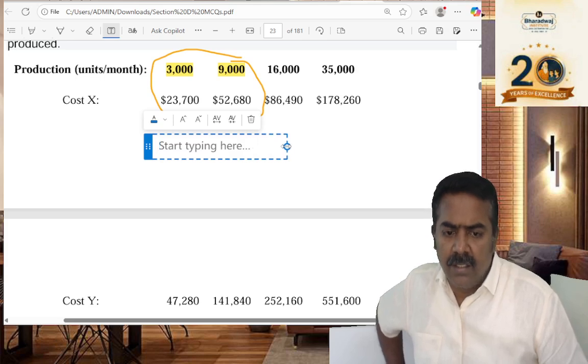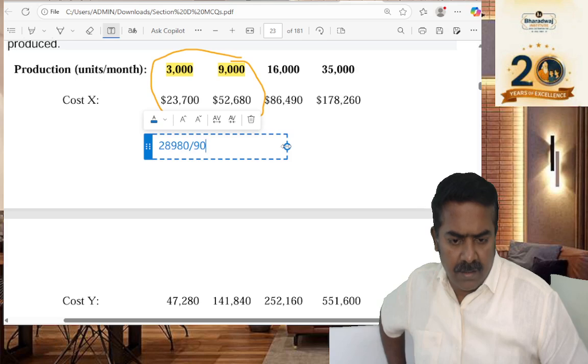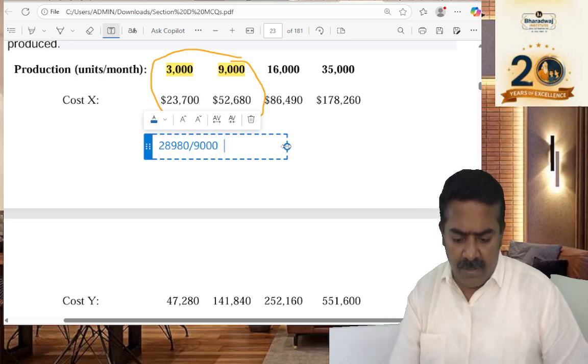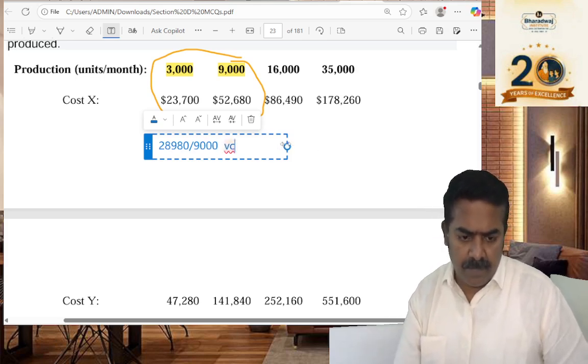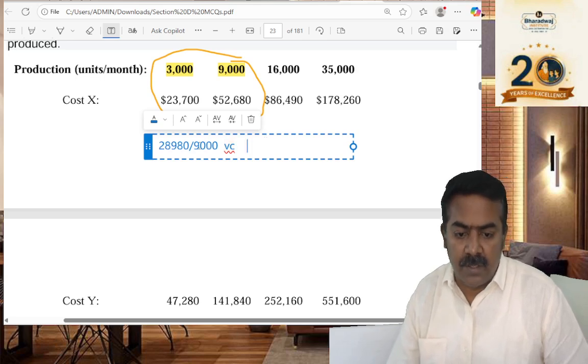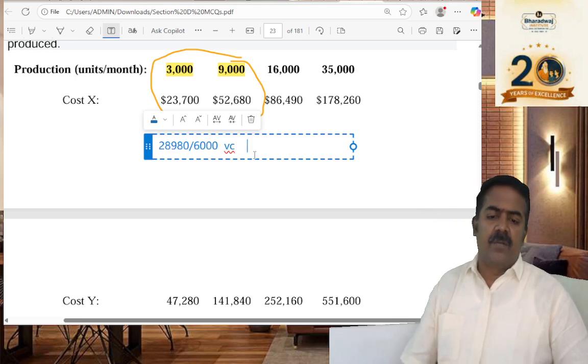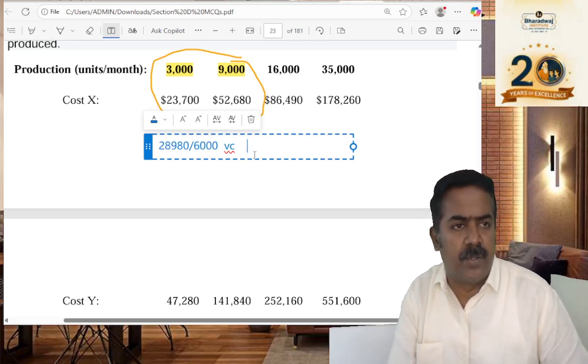52,680, 28,980 divided by 9,000 will give us variable cost. How much variable cost per unit? Divided by 6,000. Sorry, change it: 28,980 divided by 6,000. This will give us variable cost per unit.